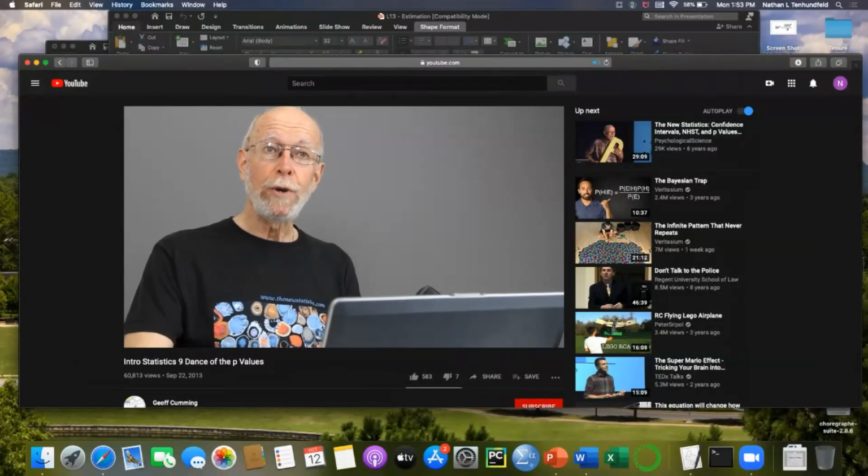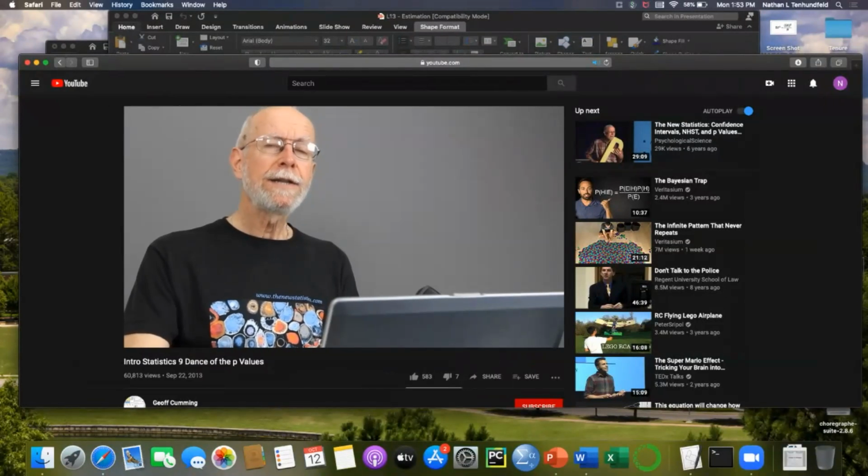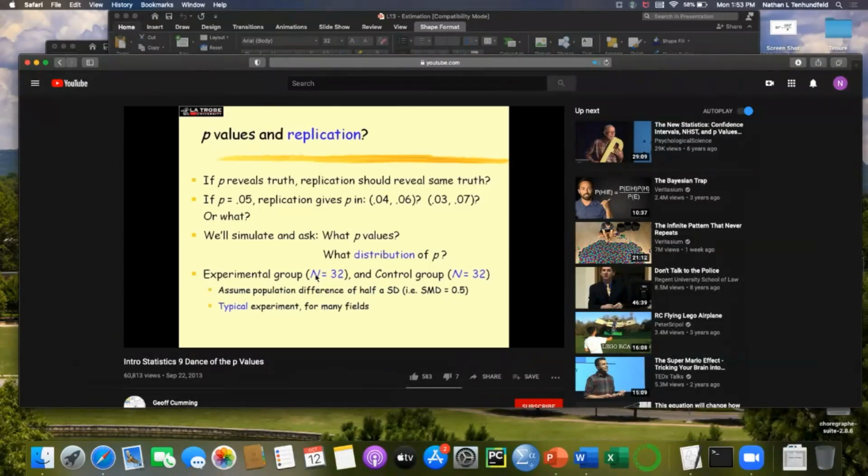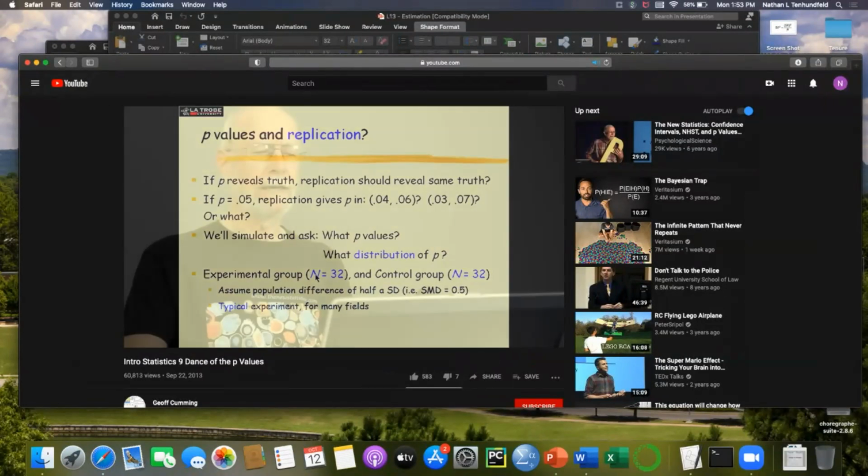But should we trust P? Let's think about P and replication. If P reveals truth, surely if we did the experiment again, it should reveal the same truth. If we get P 0.05 and repeat, of course, we wouldn't get exactly 0.05, but what would we get? Something in 0.04, 0.06 or 0.03, 0.07? Or should we think about an even wider interval?